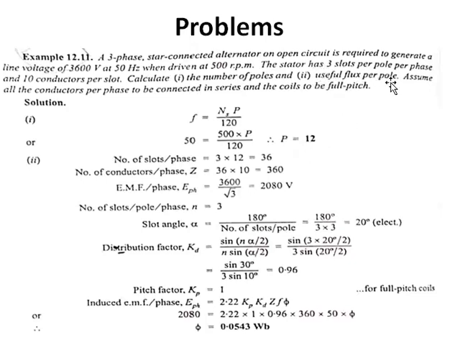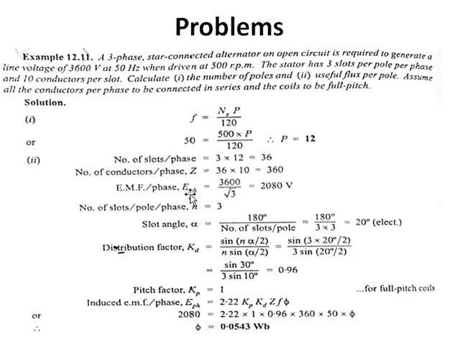What is the next item you have to calculate? Useful flux per pole. Phi we have to find. So which equation are you going to use? You are going to use E phase is equal to 2.22 Kp Kd Z f phi, and you are going to calculate the phi. For calculating phi, we should know all other parameters, so we will go one by one. First, how much is the line voltage? 3600.